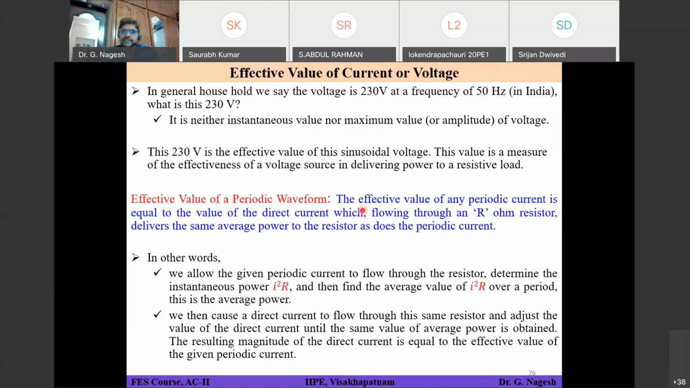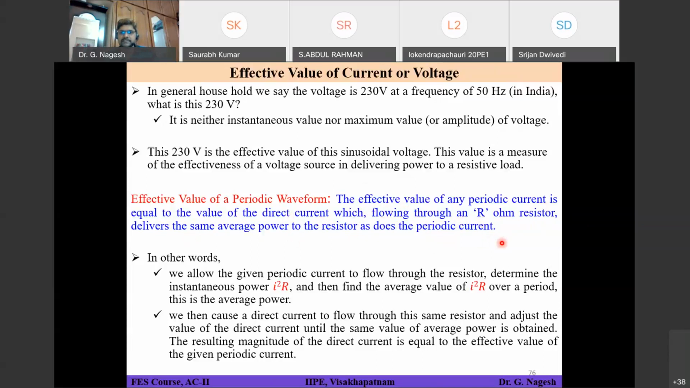What it states is that the effective value of any periodic current, I am considering current, voltage will also be the same thing, is equal to the value of the direct current which, flowing through an R ohm resistor, delivers the same average power to the resistor as does the periodic current.